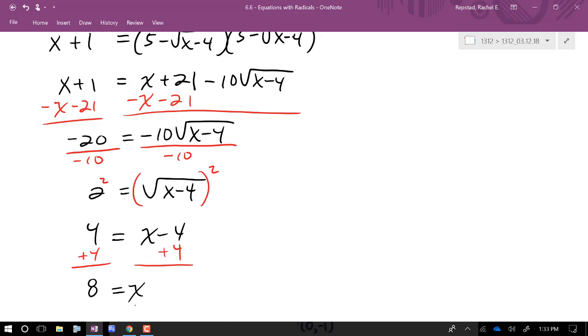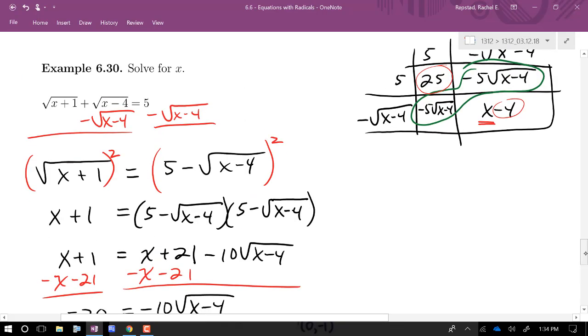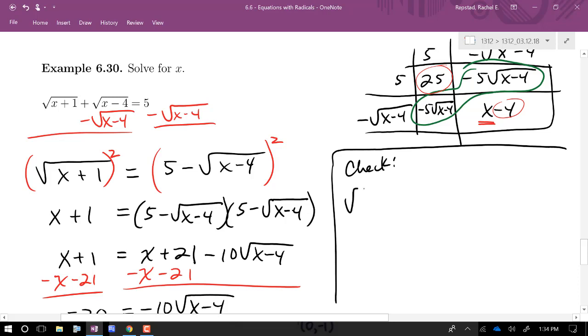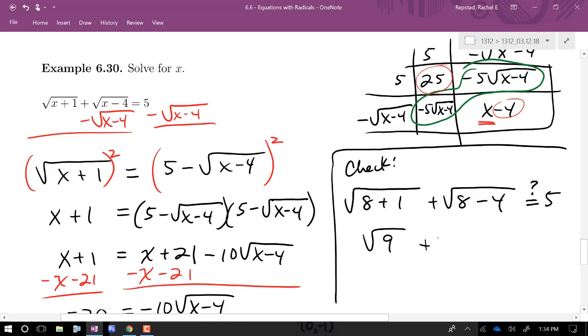Now what? Check it. So in our equation, we want to see: is the square root of 8 plus 1 plus the square root of 8 minus 4 equal to 5? So we have root 9 plus root 4, which is 3 plus 2. Yes, in fact, 3 plus 2 is equal to 5. Nice.